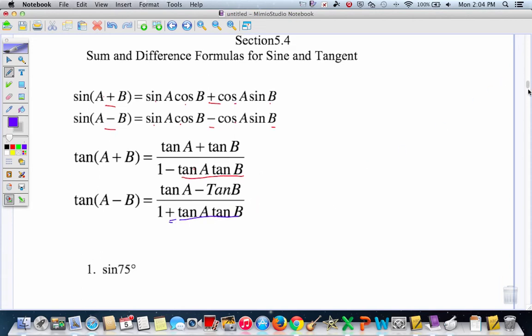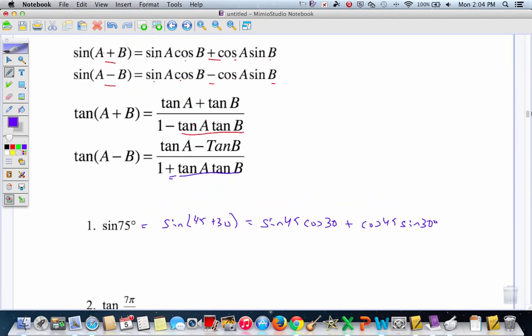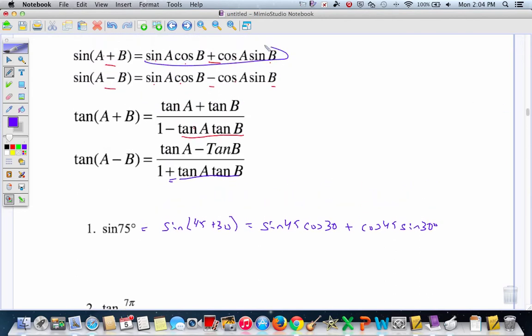I'm going to jump straight into our example here. To get the sine of 75 from our unit circle, we could add 45 and 30 together. I'll expand that out into the formula up above, which would be sine of 45 times cosine of 30 plus cosine of 45 times sine of 30. That's the same thing that we have up here, just in place of the A, I have 45, and in place of the B, I have 30. Those are my two separate angles.